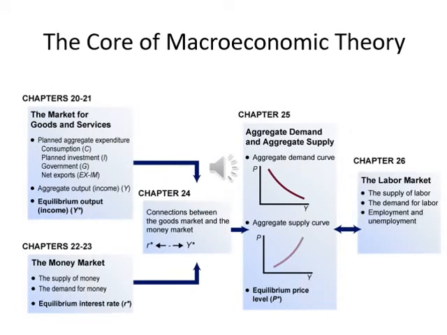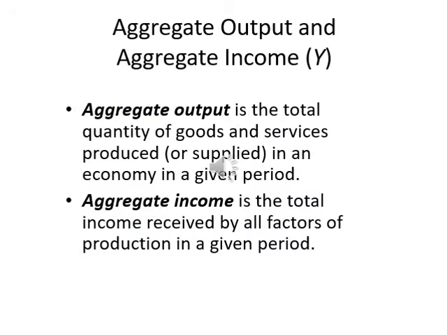The diagram shows the core of macroeconomic theory. Aggregate output, Y. Aggregate income, Y. Aggregate output is the total quantity of goods and services produced, or supplied, in an economy in a given period. Aggregate income is the total income received by all factors of production in a given period.